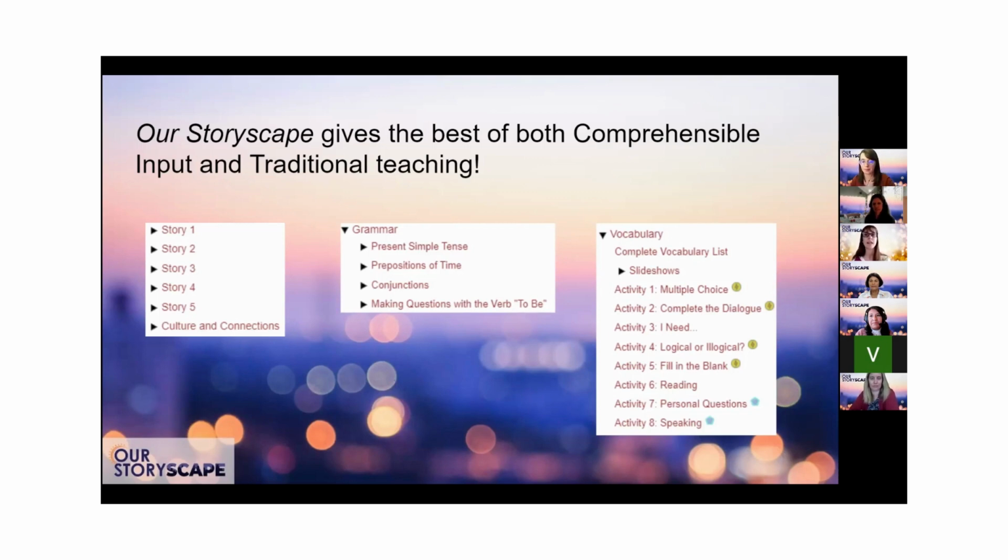This is, again, a safety net, so you don't have to be all in with comprehensible input. You've got the grammar, you've got the vocabulary. These are more traditional things that you can do. And our Storyscape kind of wraps it all together. So your students are getting a really, really immersive and complete experience with the language. They're getting the CI part of it. They're also getting the traditional stuff so they can communicate and they can be accurate at the same time.